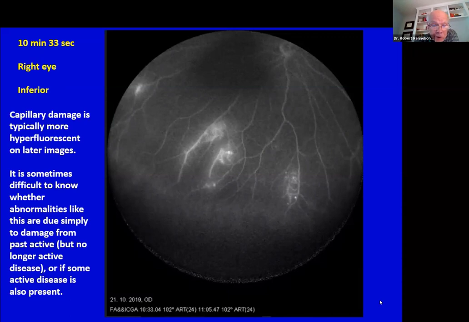It is sometimes difficult, though, to know whether such images like this are simply showing damage from past active but no longer active disease, or if there is some active disease still occurring in addition to the damage. Careful serial comparisons are necessary to sort this out. If this appearance never changes on serial FA studies, it probably represents only damage without any ongoing active disease.